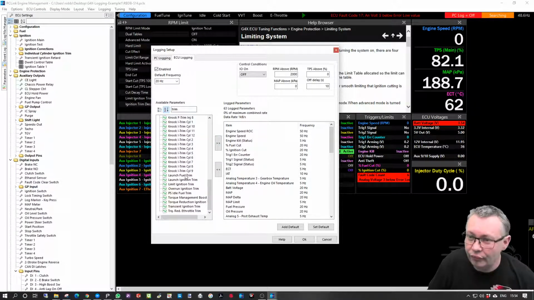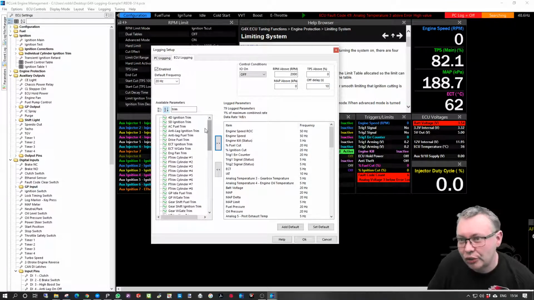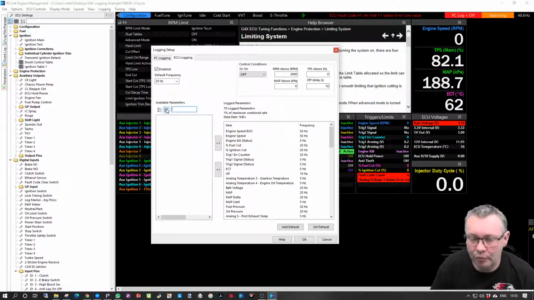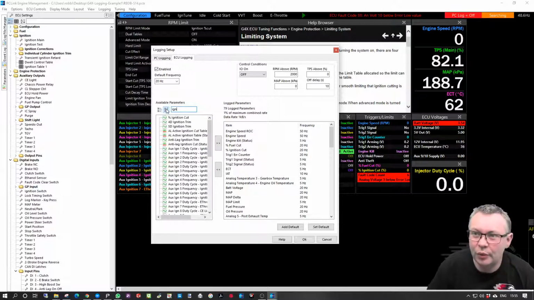And then if you're using launch control, launch fuel and ignition trim, your limit ignition trim, your overrun ignition trim was a good one to have. Transient ignition trim, I use that a lot. And that's most of the trims. Now we would probably put them in at 20 Hertz. They don't change too fast, but some of them do, the gear one and all. Now we've got our fuel trims, and we've got our ignition, but we don't have our main ignition, which is ignition angle.